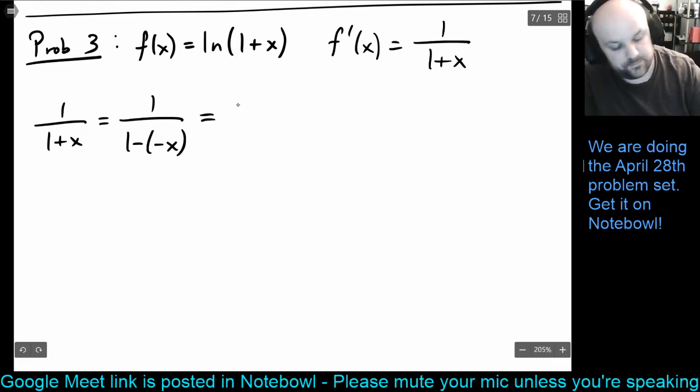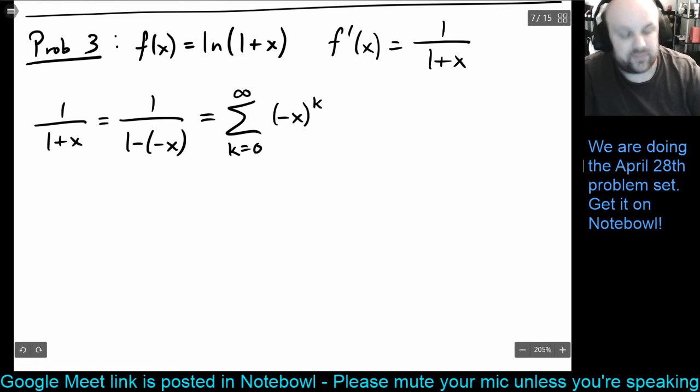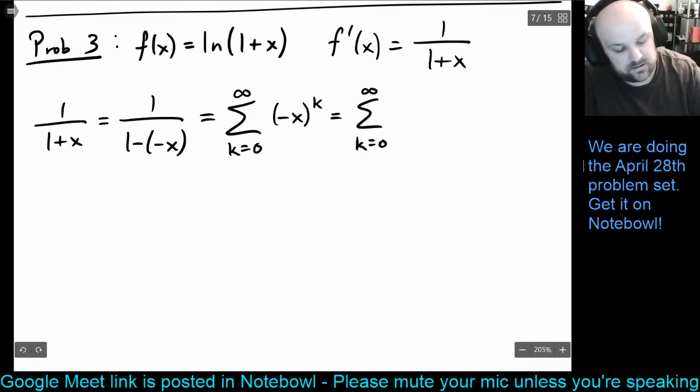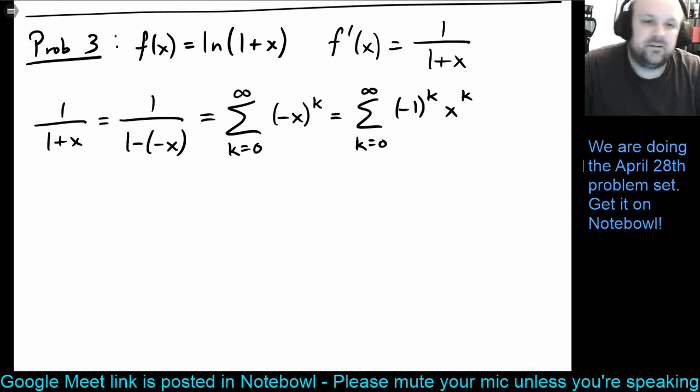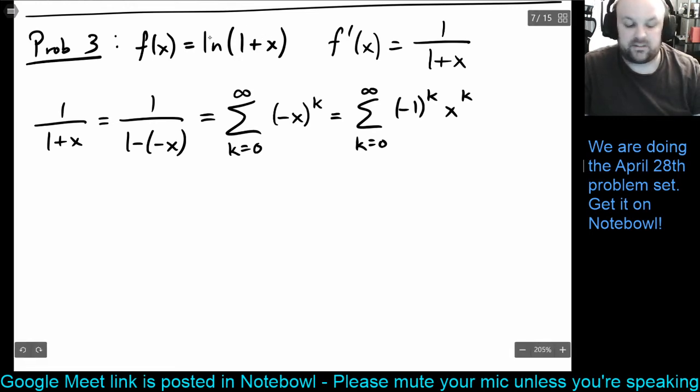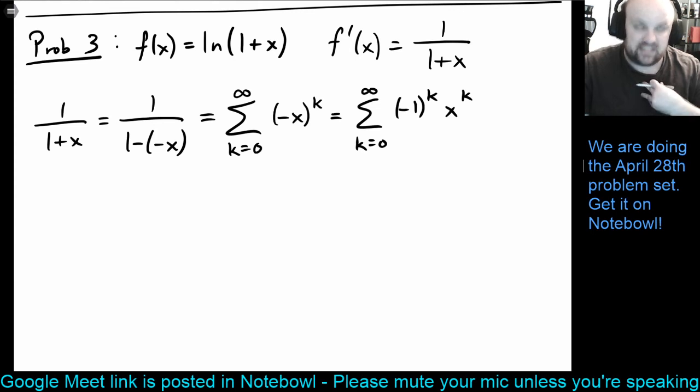And so we can turn that into a geometric series, which looks like this. Let's split this up into a coefficient part and a power of x part. And there we go. So this is a power series for the derivative of ln of 1 plus x. So now, if we just integrate this, then we can start getting toward a power series for ln of 1 plus x itself.